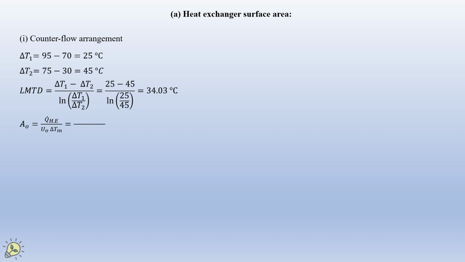A naught, which represents the total surface area of the heat exchanger, equals Q dot divided by U naught, delta T mean, and we have to mention that delta T mean for the single pass heat exchanger or double pipe is the same as LMTD because we have the temperature correction factor F sub T equal to 1. Then this relation will produce a surface area of 14.61 meters square for the counter flow arrangement.